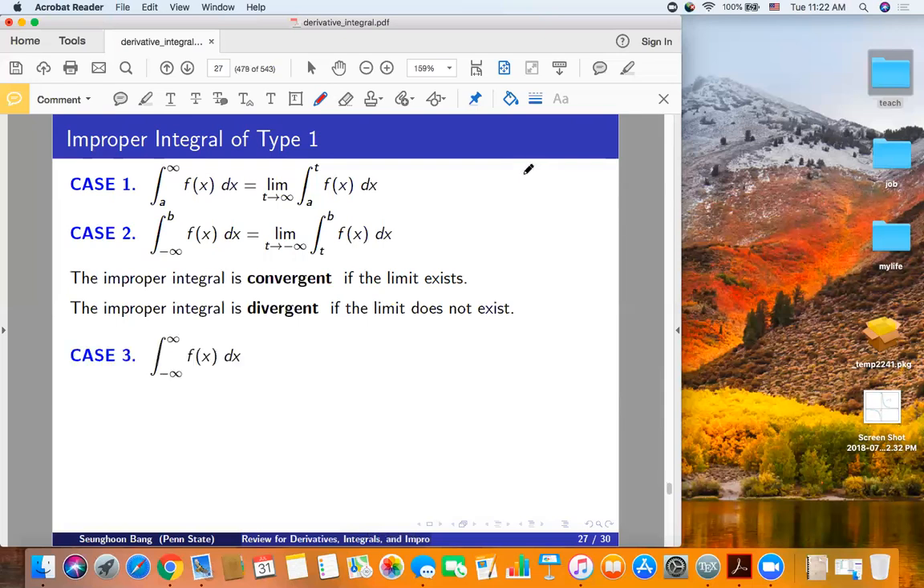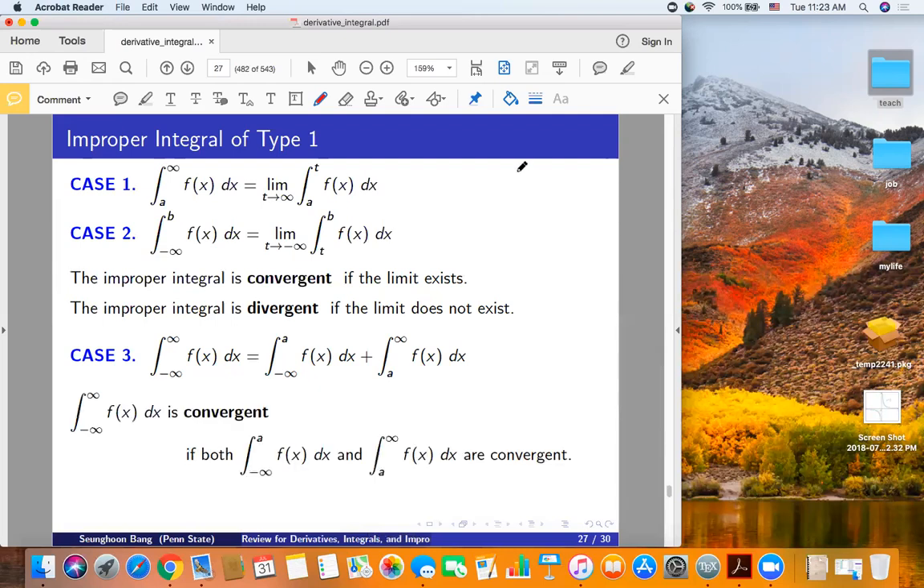Third case, the integral from minus infinity to infinity of f of x dx: you can split it into two improper integrals. The integral from minus infinity to a of f of x dx plus the integral from a to infinity of f of x dx. The improper integral is convergent if both improper integrals are convergent. The improper integral is divergent if either one is divergent. This is the whole idea.